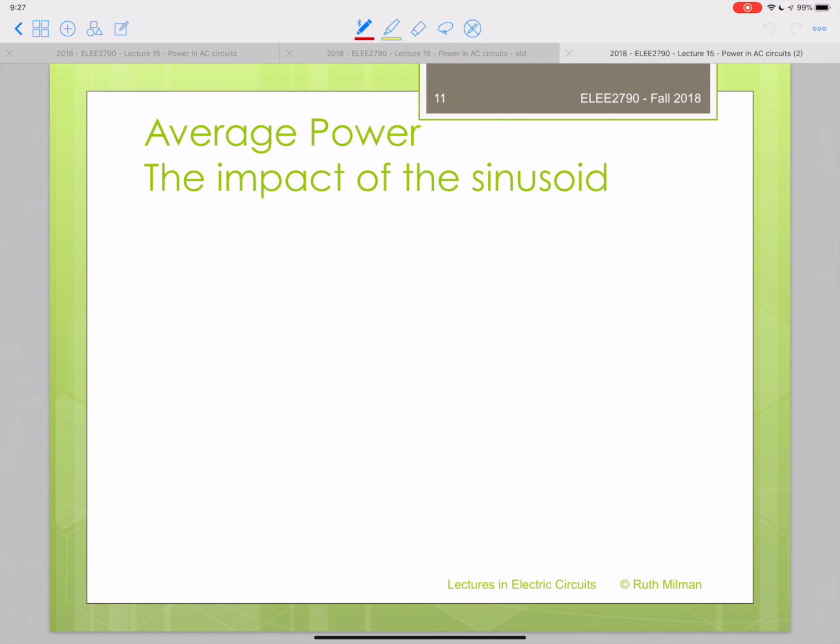So let's talk about the average power and what happens with the sinusoids. In general, power for absolutely anything that we're looking at, any source or any element, is simply equal to VA IA over 2 times the cosine of the phase shift between the voltage and the current in that element times 1 plus the cosine of 2 theta t, minus VA IA over 2 times the sine of that phase shift times the sine of 2 theta t.